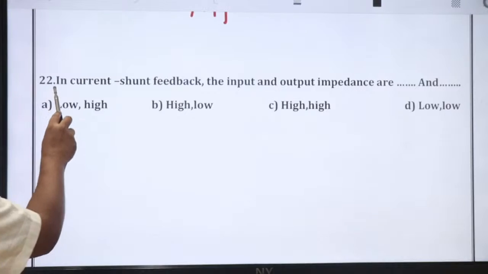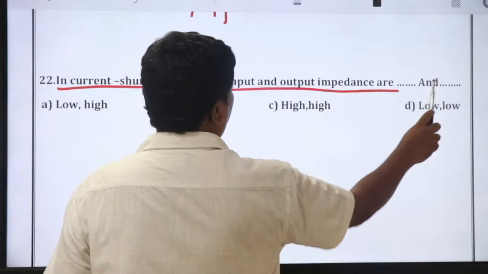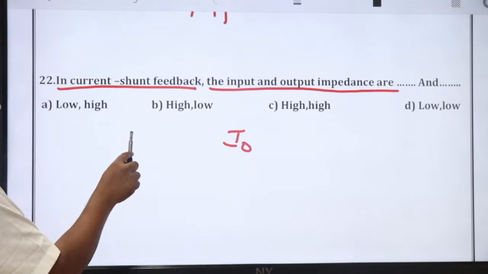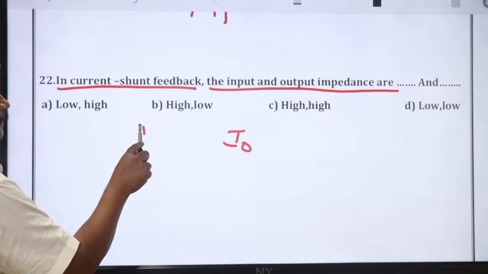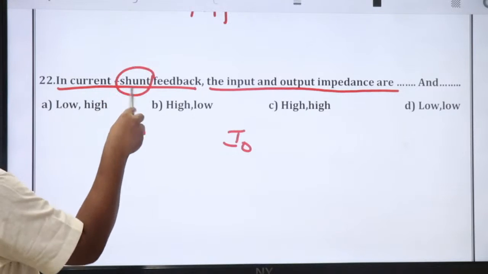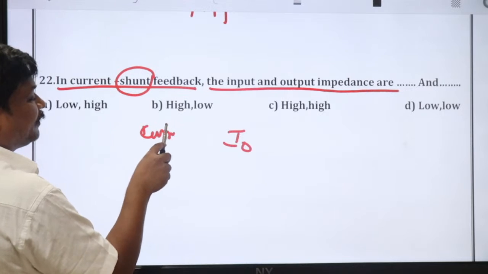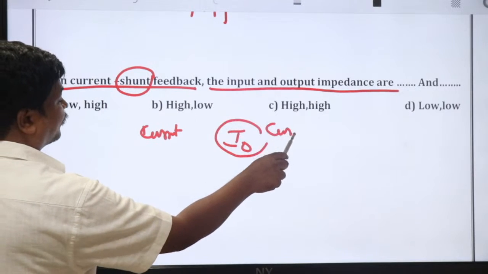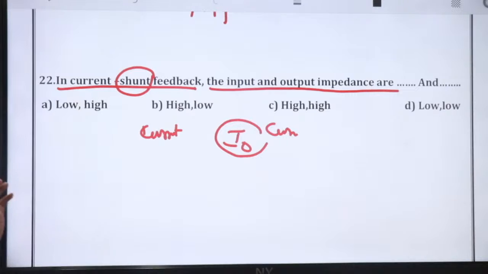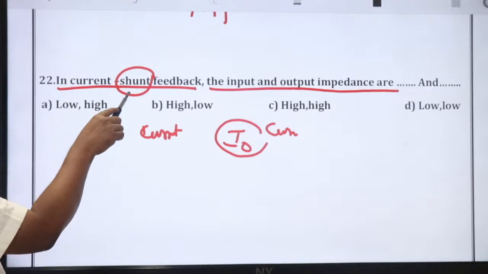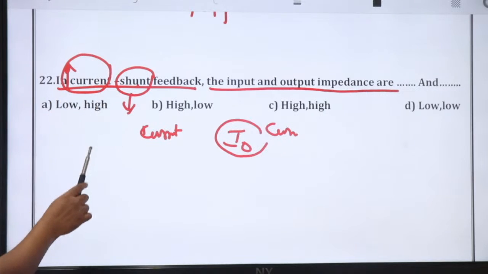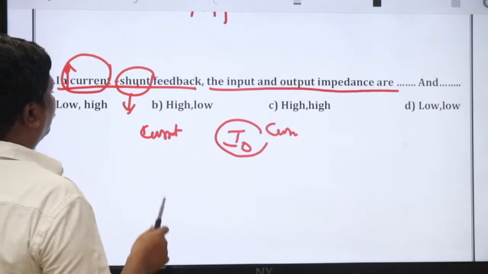Next, the current shunt feedback, the input and output impedances. Current shunt: output is current, input shunt mixing means current mixing. Shunt mixing means what? Current mixing. You are taking output as what sample? Current sample. You are giving input as current mixing. Then you tell me. Shunt, I told you, decreases; current means increases. But this comes in the output side, this comes in the input side. Output side, what happened?